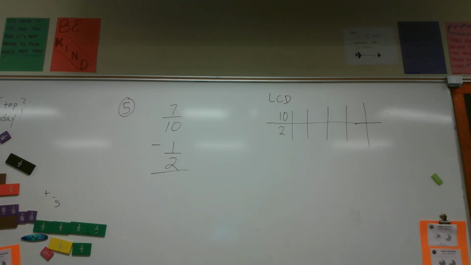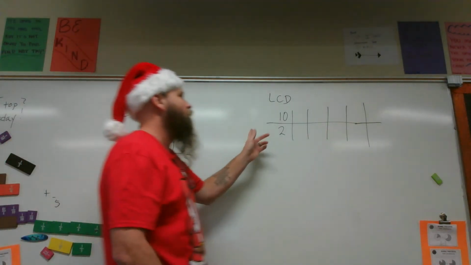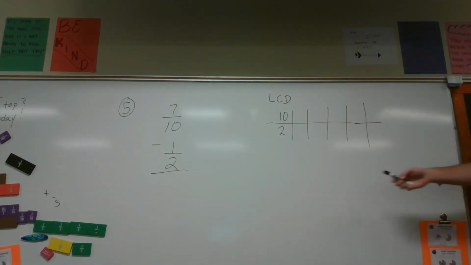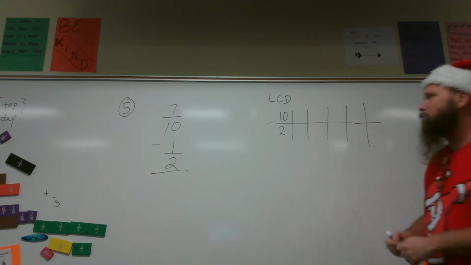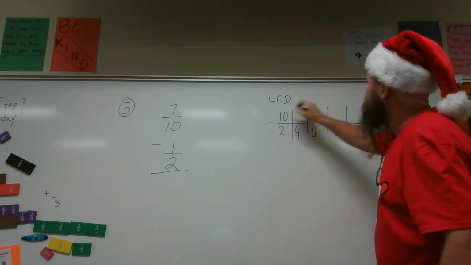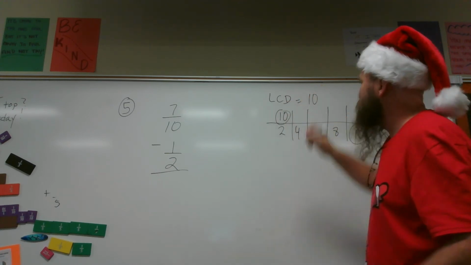I want to list the multiples of 10 and 2 till I find the first one they have in common. So Hira, which one should I start with? The 2. I'd like to start with the smaller one to see if the larger one is a multiple of the smaller one. So I need to find if 10 is a multiple of 2. So 2, 4, 6, 8, 10. So my least common denominator is 10.